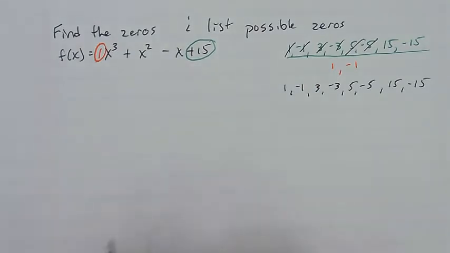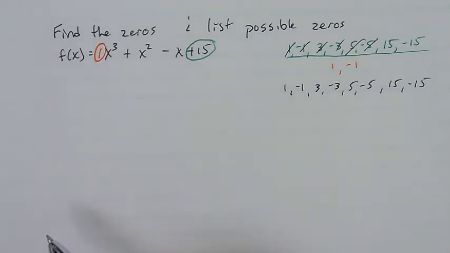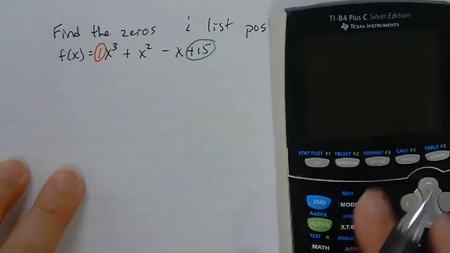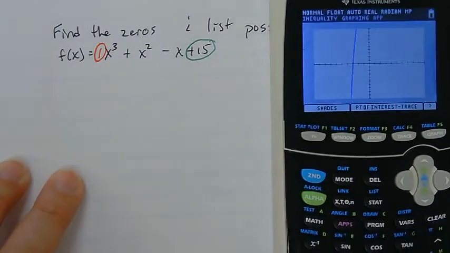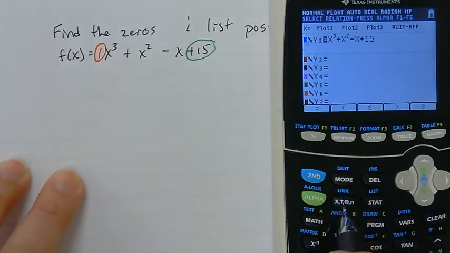I can do guess and check and try these and look for a 0 on synthetic division, or I can use a calculator to help me find the first one, and that's what I'm going to do. So I'm going to type in my equation, and I've already got this one in here, x cubed plus x squared minus x plus 15. Remember the x is right here by the green key.